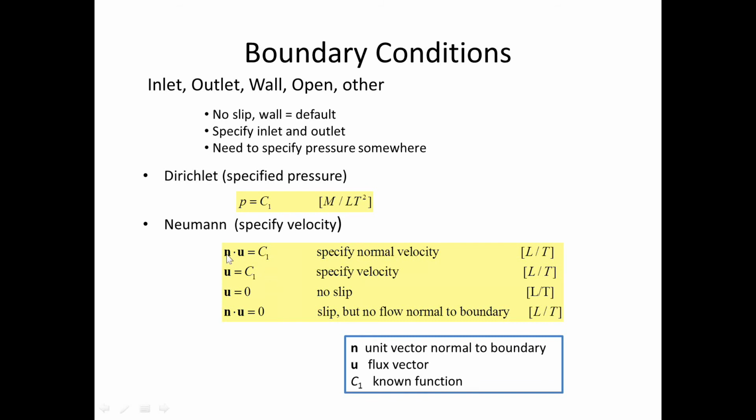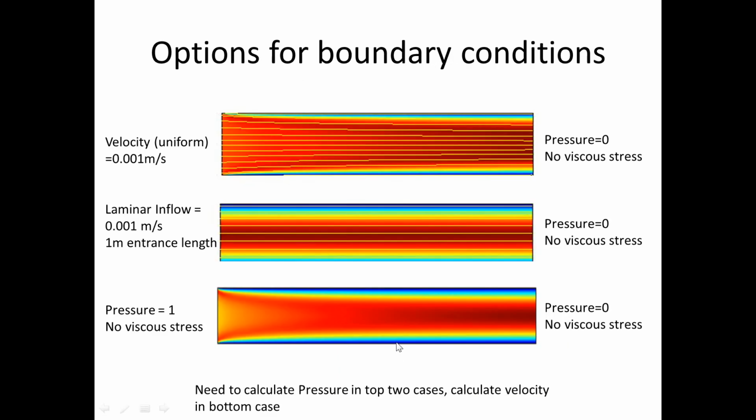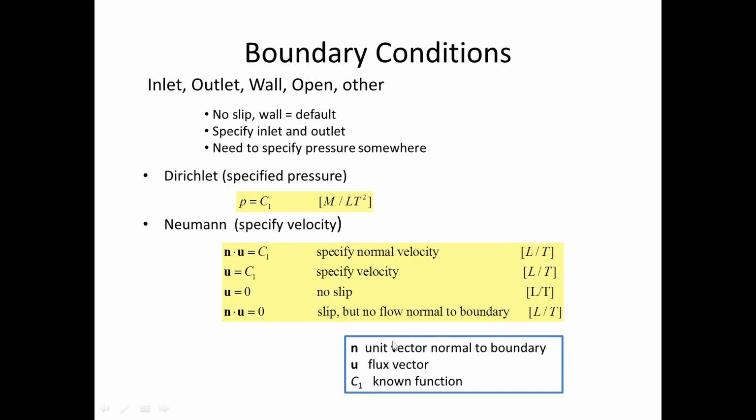We also could specify the normal velocity to the wall, or the velocity directly, and we might also specify that the normal velocity is 0. In that case, there's no flow that is crossing the boundary. If this is a boundary, for example, and we specify this condition, a slip condition, then there would be no flow crossing the boundary, but there could be flow parallel to the boundary. So that's what we get with a slip condition. With a no slip condition, there's no flow either parallel to the boundary or perpendicular to it.